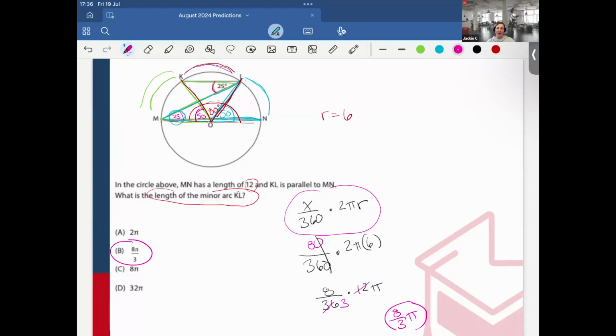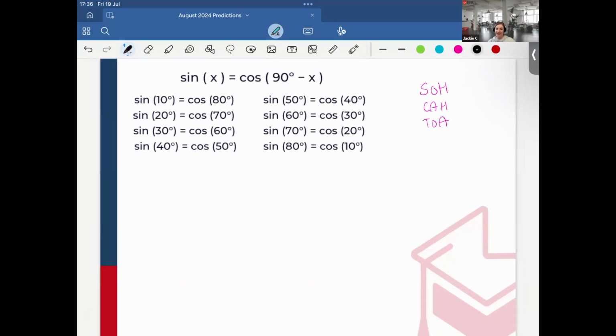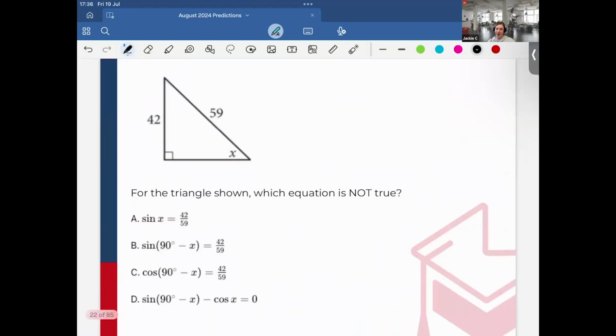Okay, so now let's take a little bit of a look at trig. So trig, I mean, you have to know SOHCAHTOA, and it's also really helpful to know that sine of x is equal to cosine of 90 minus x. This is an identity. So if I'm told sine of 10 degrees, I know that would be equal to cosine of 80 degrees and all of these other possibilities. Hopefully you know these identities, they're important, but let's see how perhaps it could show up.